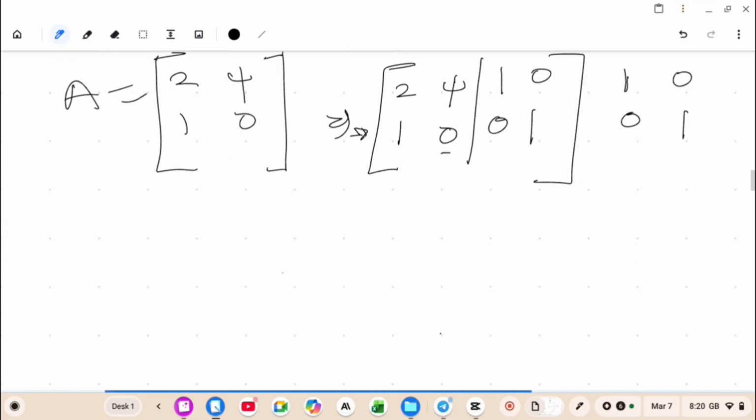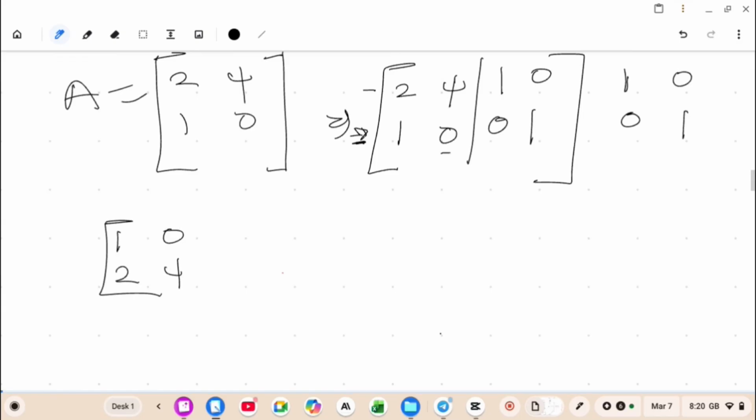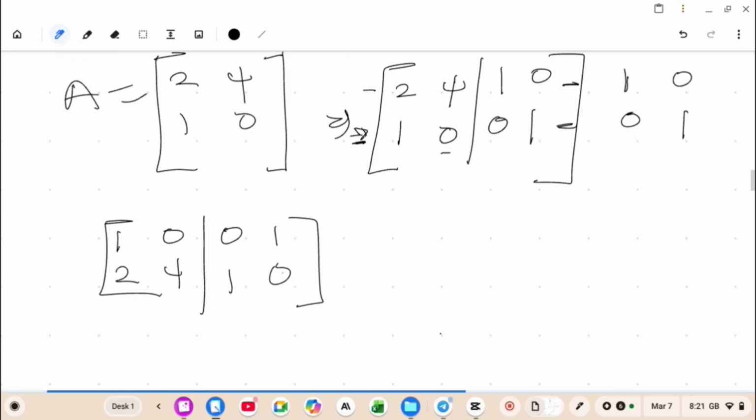So we are going to get, row 2 will now be our row 1. So you get 1 0, and the row 1 will be our row 2, 2 4. As we interchange row 1 and 2, the same thing needs to happen to this side. So here will be 0, here will be 1 1 0. So now we have 1 0 2 4. So now we perform the operations on it.